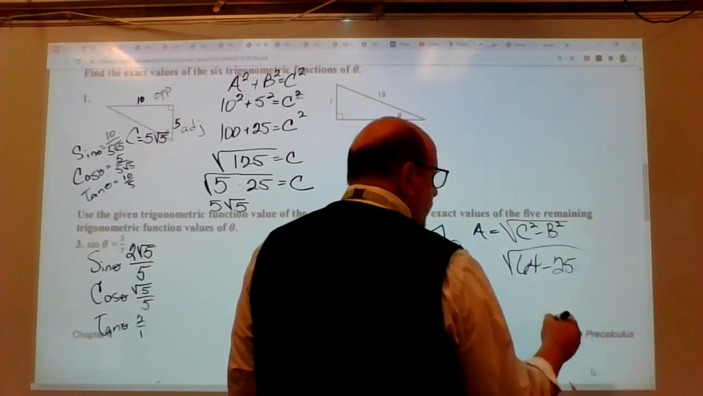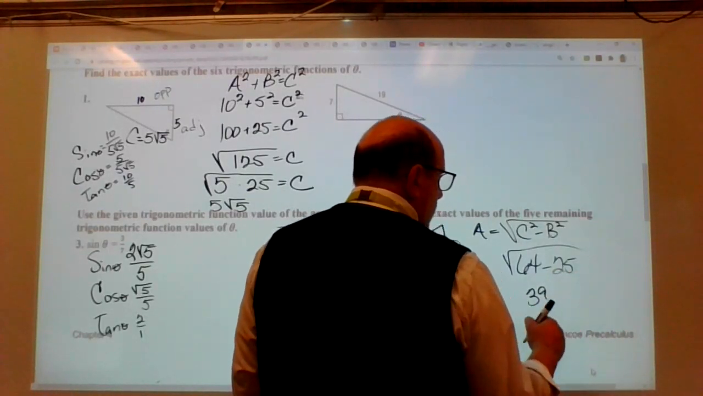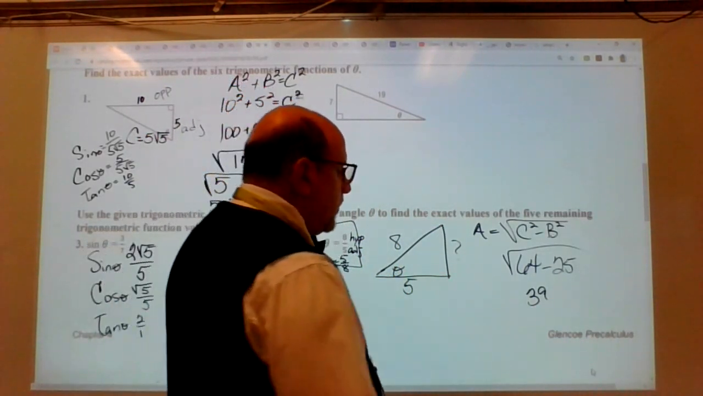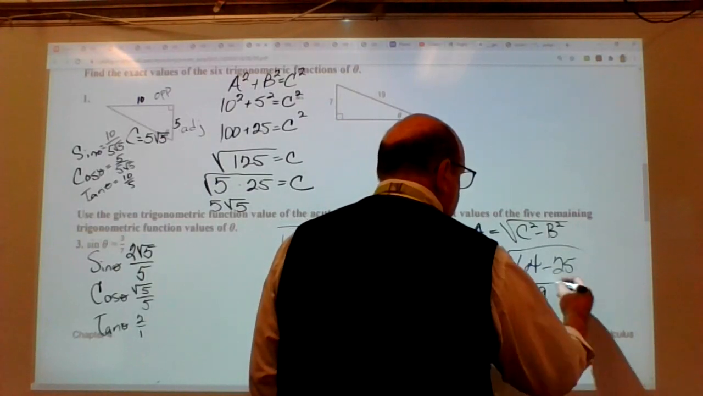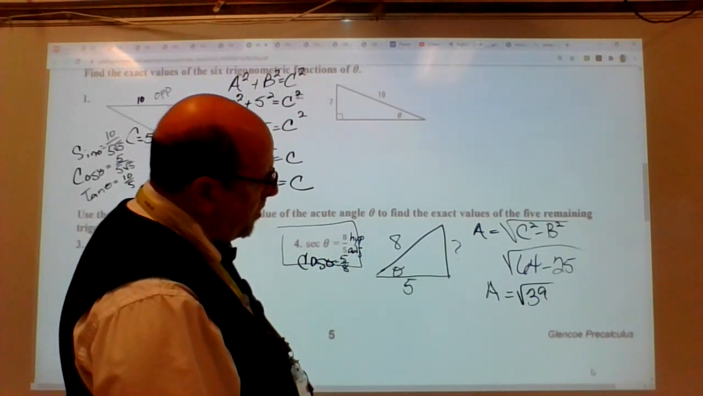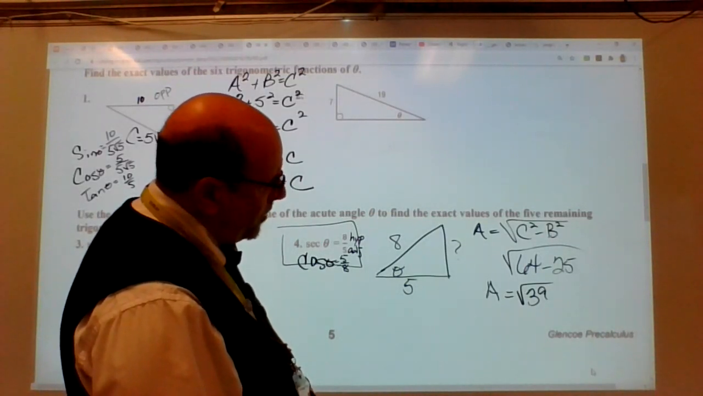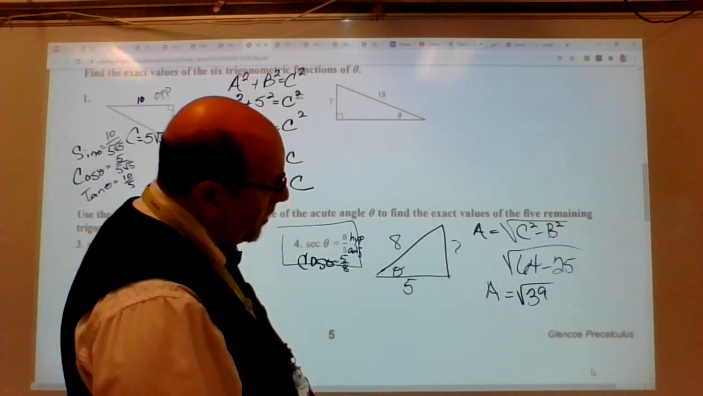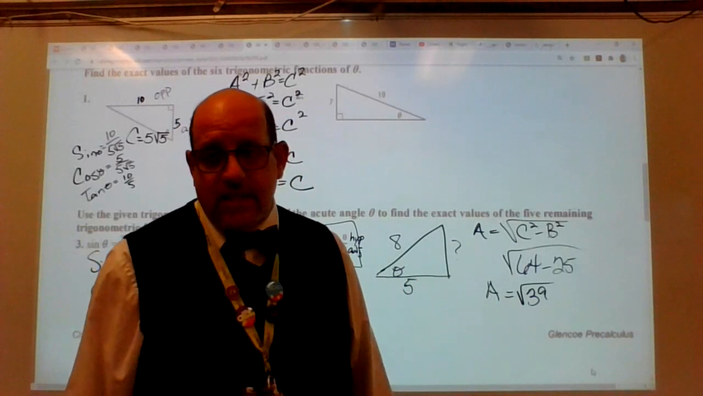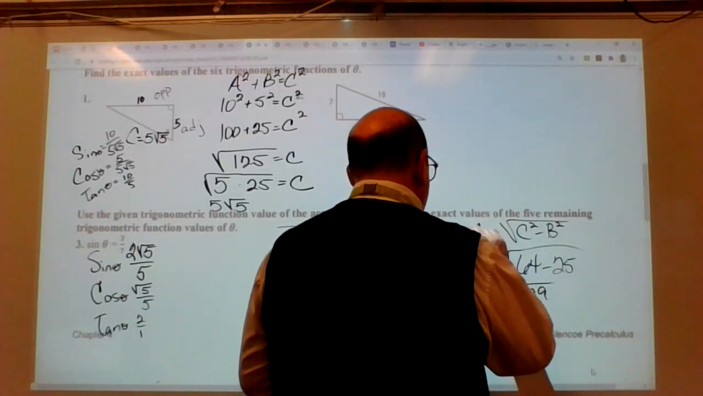What's 64 minus 25? Why, that would be 39, right? I hope that's right. Looks right to me. There we go. Well, a is equal to the square root of 39. 39, sir. Not divisible by 9. Not divisible by 6 because there's no 3 and 2. I don't see any perfect squares in there. We're stuck. I don't see any 16s. You see any 16s in there? No? Anyway, let's call it the square root of 39.